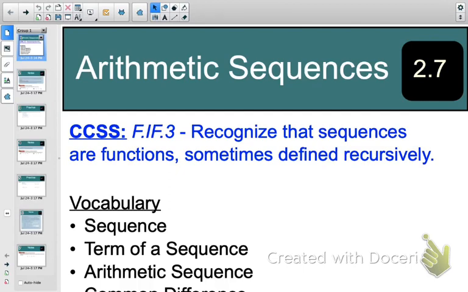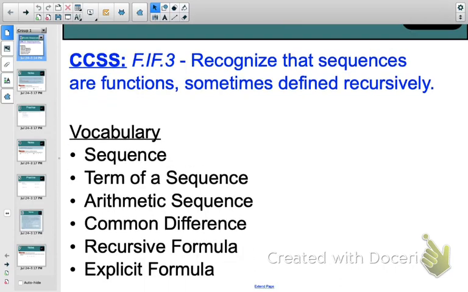Yeah, so we're talking about 2.7. This is the last section of Chapter 2. It's called Arithmetic Sequences. So, F-IF 3, recognize that sequences are functions, sometimes defined recursively, which we'll talk about what that means. Some vocab: sequence, term of a sequence, arithmetic sequence, common difference, recursive, and explicit formulas.